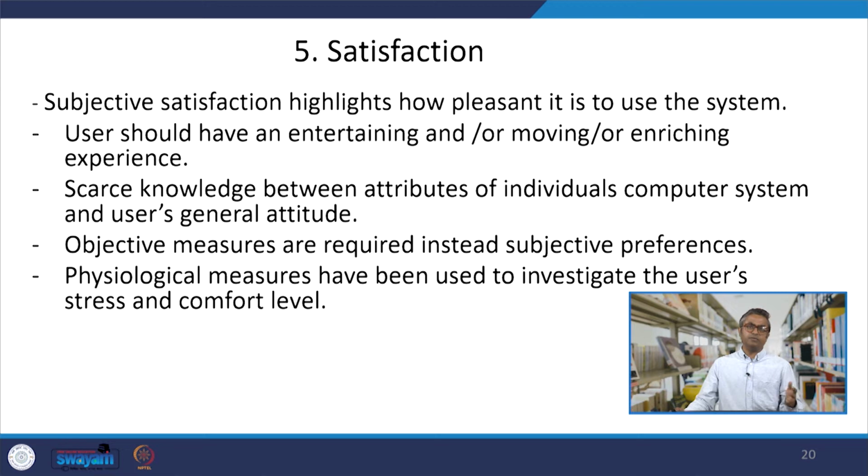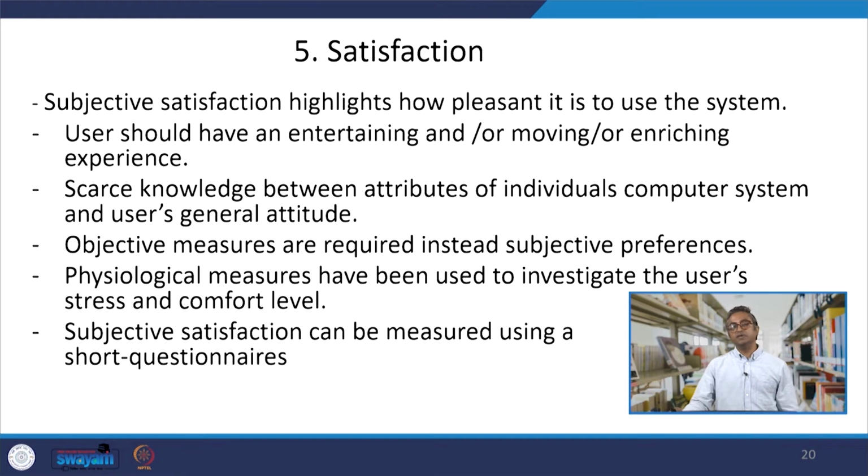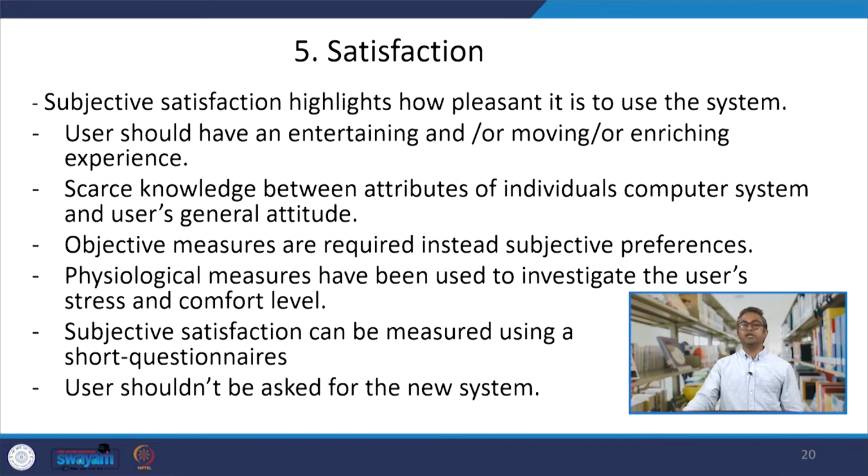Physiological measures, on some occasions, people have used to investigate the user's stress level and comfort level. If a design is complicated in nature, physiological measures can be used, such as unpleasant designs can increase the heart rate, the skin conductance response, and the breathing pattern. However, an easy design can lower the heart rate, the breathing pattern, and even the skin conductance level. Subjective satisfaction can be measured using a short questionnaire, and a short questionnaire can be sufficient, effective to provide an insight in the discipline of usability.